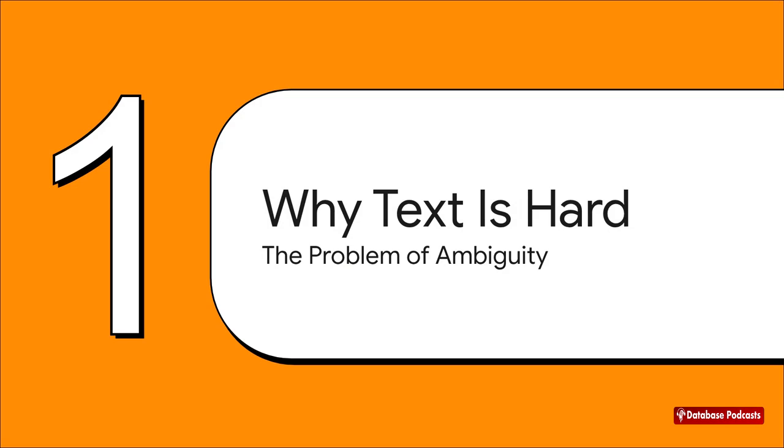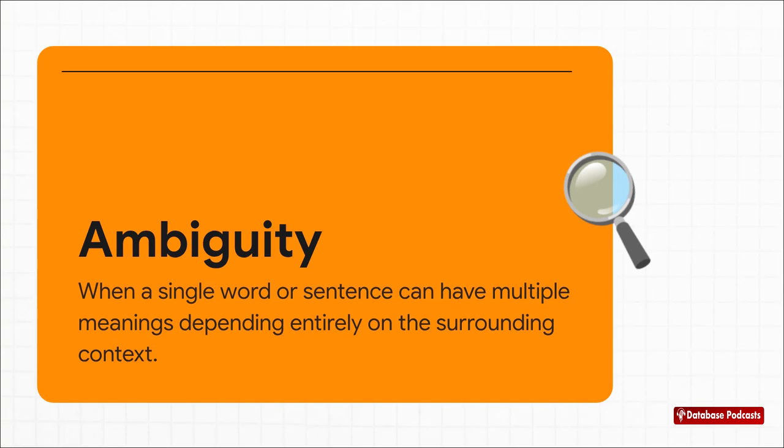Well, it really boils down to one single massive problem that we humans deal with every second of every day without even thinking about it. And that problem is ambiguity. Ambiguity is just a fancy way of saying that a single word or phrase can have multiple meanings, and it all depends on context. I mean, think about the word bank. Are you talking about a riverbank, or are you talking about a place to get money? For a machine that can't see the whole picture, trying to figure that out is a huge challenge.